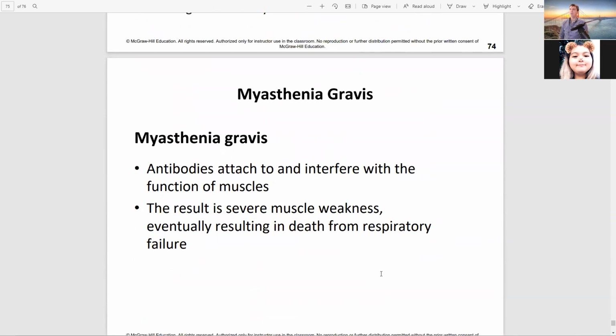Okay, so another one is myasthenia gravis, or MG. Antibodies attach to and interfere with the function of muscles. This results in severe muscle weakness, eventually resulting in death from respiratory failure.